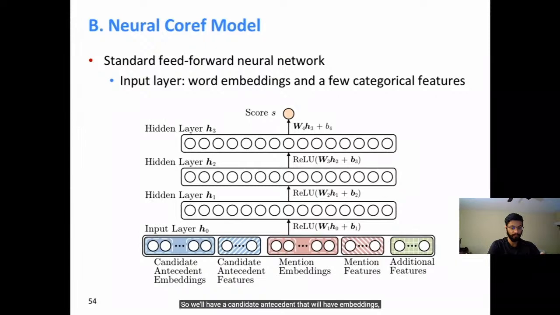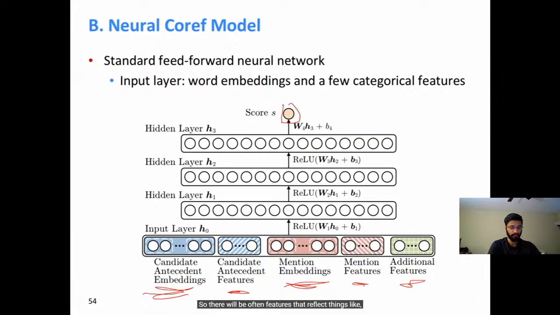So we'll have a candidate antecedent that will have embeddings, and a mention that has embeddings, something like average word vectors for the mention, and we're going to feed these into a neural network that will give us our score. But what you find is that most of these systems, as well as having something like word vectors, also have additional features. And these features still capture some of the things that were in the feature-based statistical classifiers.